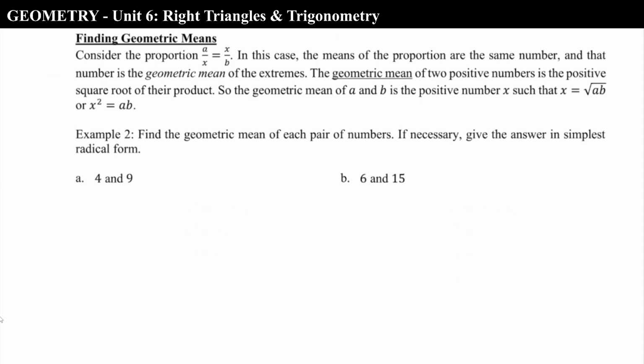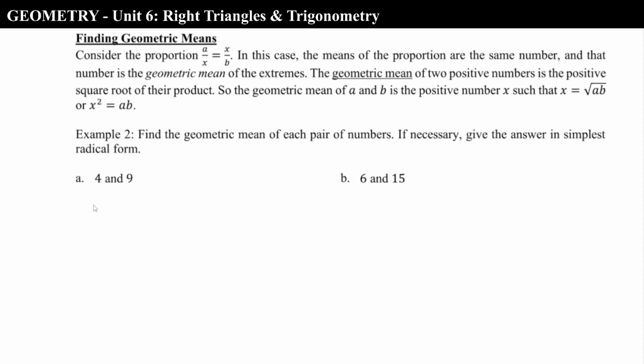All right, now let's talk about finding geometric means. Consider the proportion a over x equals x over b. Okay? In this case, the means of the proportion are the same number, and that number is the geometric mean of the extremes. The geometric mean of two positive numbers is the positive square root of their product. So in other words, if we multiply the two numbers and then take the square root of them, we're going to get our geometric mean. So you can do x equals the square root of ab, or you can do x squared equals ab. They're both the same thing.